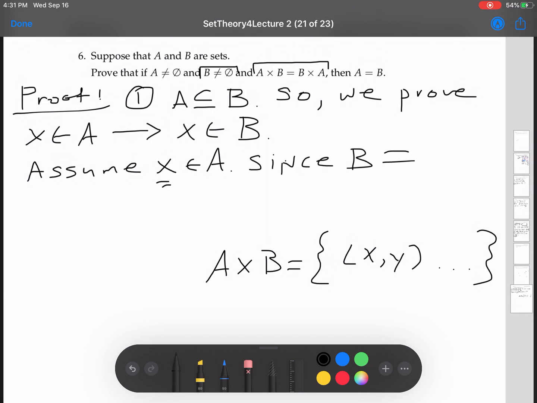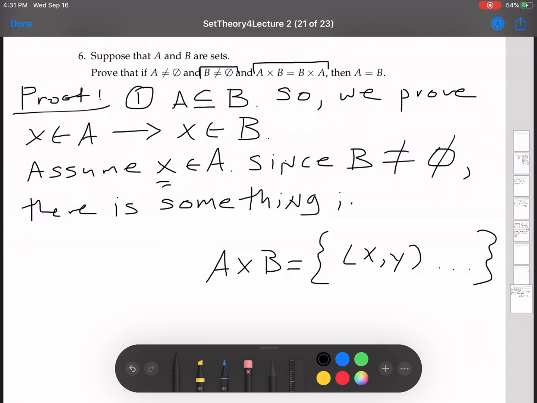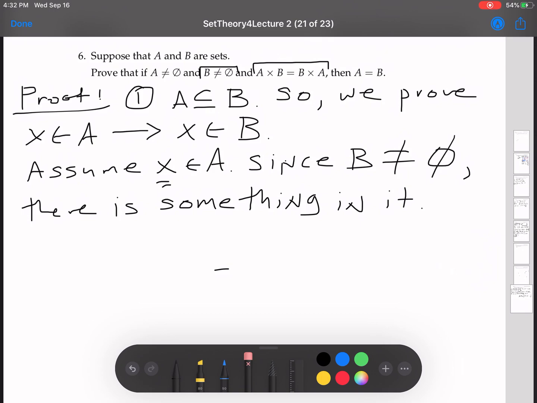Since B is not empty, there is something in there. Now, we don't know what that thing is. This is a totally general proof. We don't really know what that thing is, but let's just give it a name. Since B is not empty, there's something in it. Call it y.